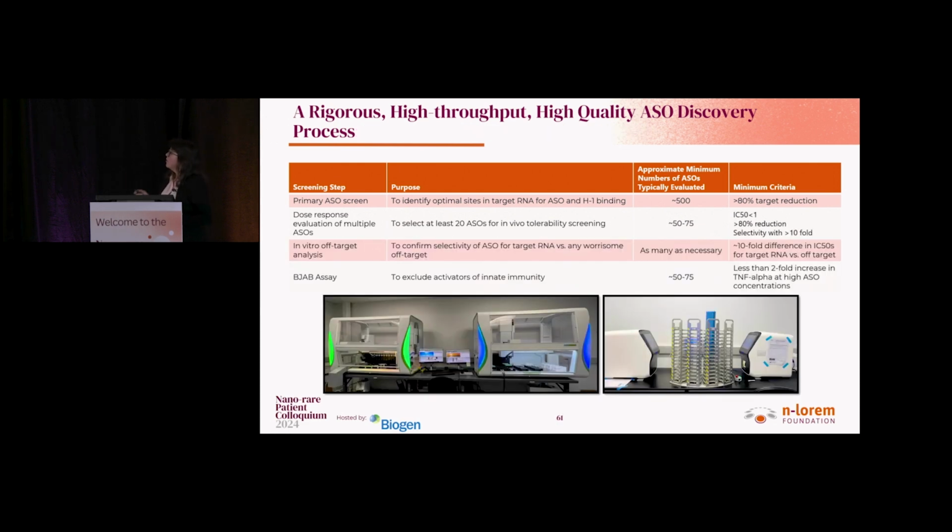But before that, there are 2 additional steps. The first is an in vitro off-target analysis. We want to confirm the selectivity, that the ASOs really act where they're supposed to act, on their target, without anything else. And lastly, of course, we're not going to take into animals any ASOs that we already see in vitro are immunogenic. For that, we have what we call the BJAB assay, where we scrutinize whether there is any induction of immune activation. We only take ones that don't.